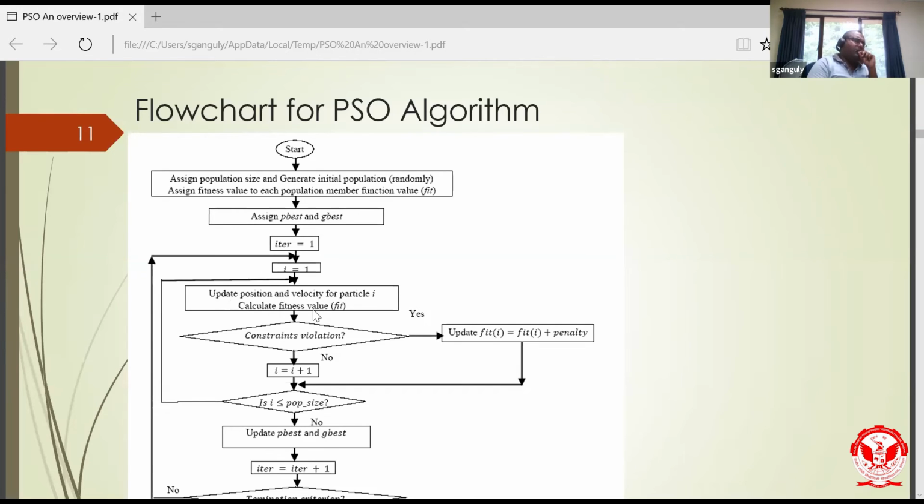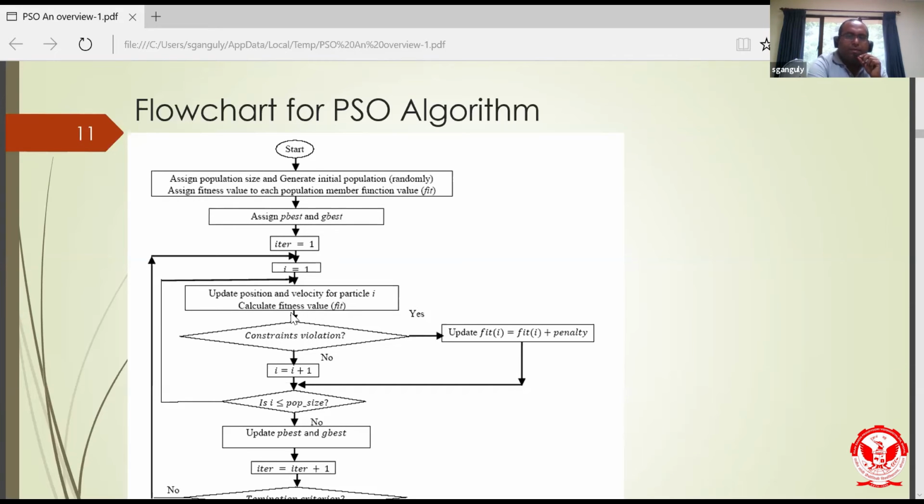Now what do we mean by fitness? Suppose I have an objective function f(x). The value of x comes from the position value of the particle. When we put this x value in the function f(x), whatever value of f you get is called fitness. It is the value of the function itself. There are many ways: you can take raw fitness, you can modify it, or you can do many other things.